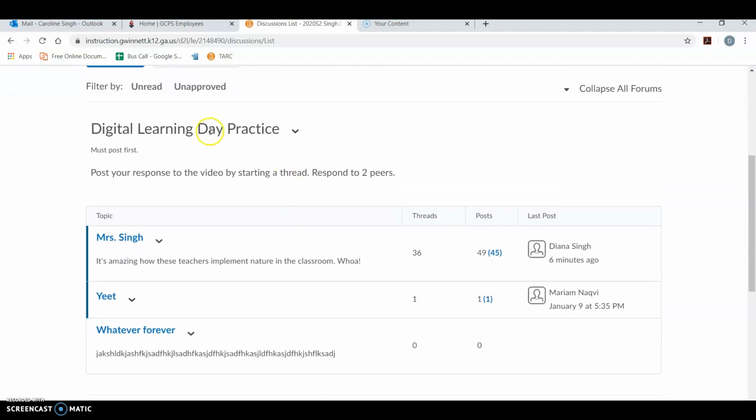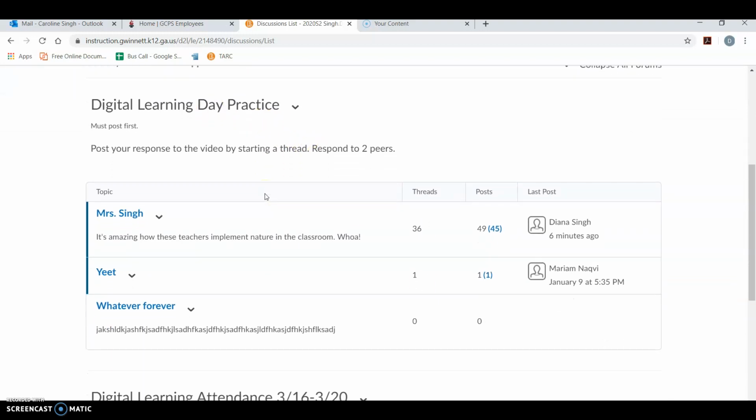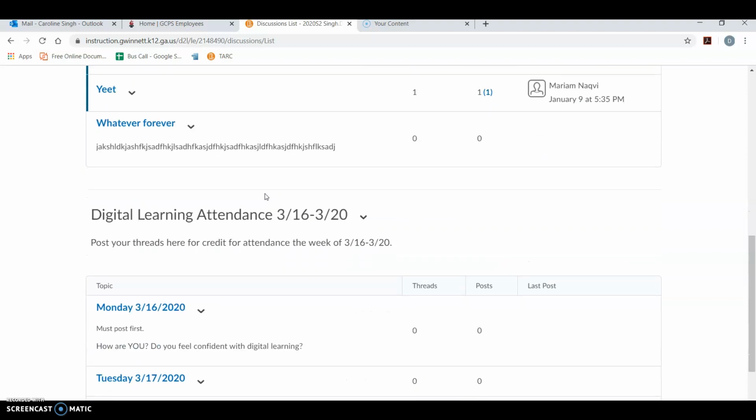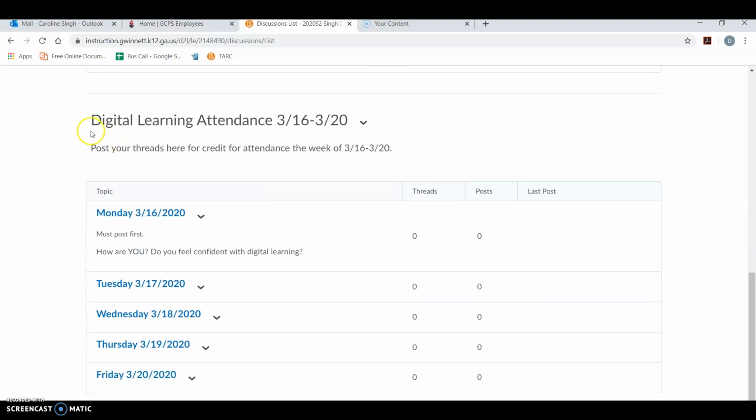Remember we did Digital Learning Day practice. That's not this, because this is not practice. The module is titled Digital Learning Attendance 3/16 to 3/20. So I'm going to make a discussion board for each week, if for some reason we're out for more weeks than just next week.